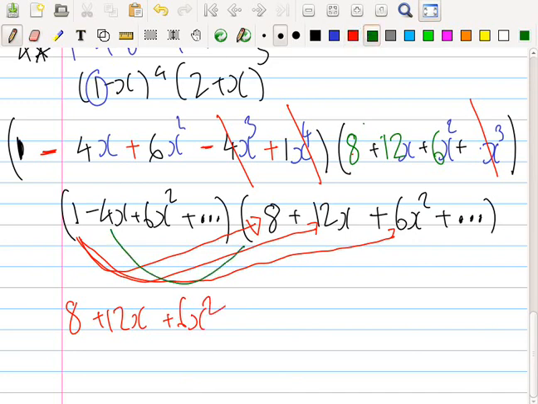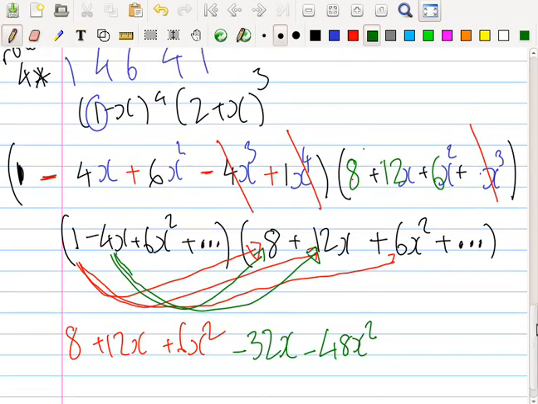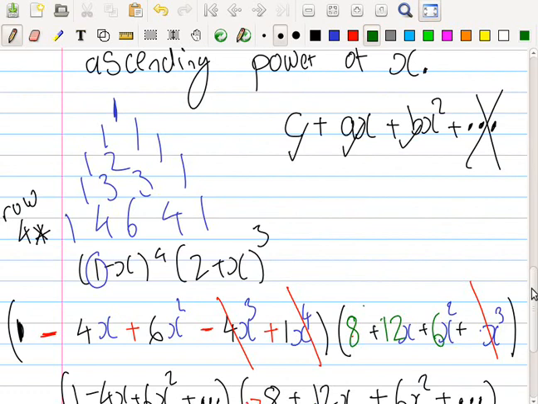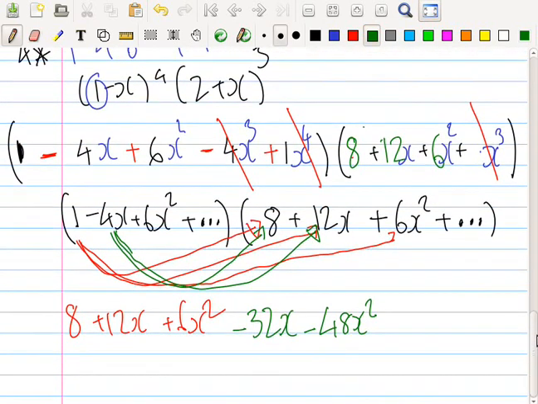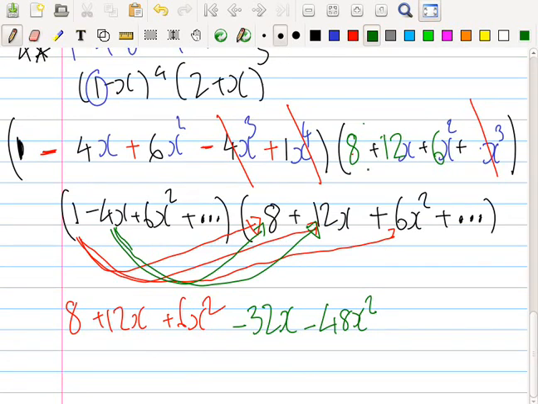Minus 4x multiply 8, minus 32x. Minus 4x multiply 12x, minus 48x squared. Now look carefully. The next one is minus 4x multiply x squared. What will that be? x cubed. But do I want x cubed? No. I don't want x cubed. I only want to go to square. So I will not do that one because it will make a cube, and I don't want a cube. So I will skip that one.